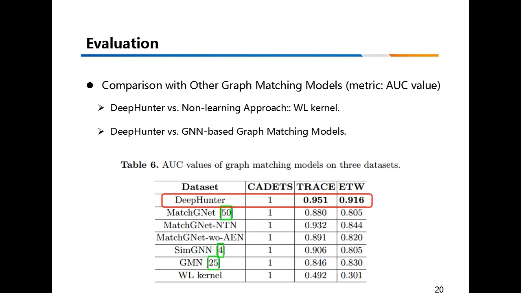Finally, we compare DeepHunter with a non-learning graph matching approach, which is the WL kernel, and other GNN-based graph matching models. Note that these GNN-based models are not specifically designed for threat hunting. We evaluate all the graph matching approaches using the AUC value. We can see that the performance of DeepHunter is superior to the other approaches.